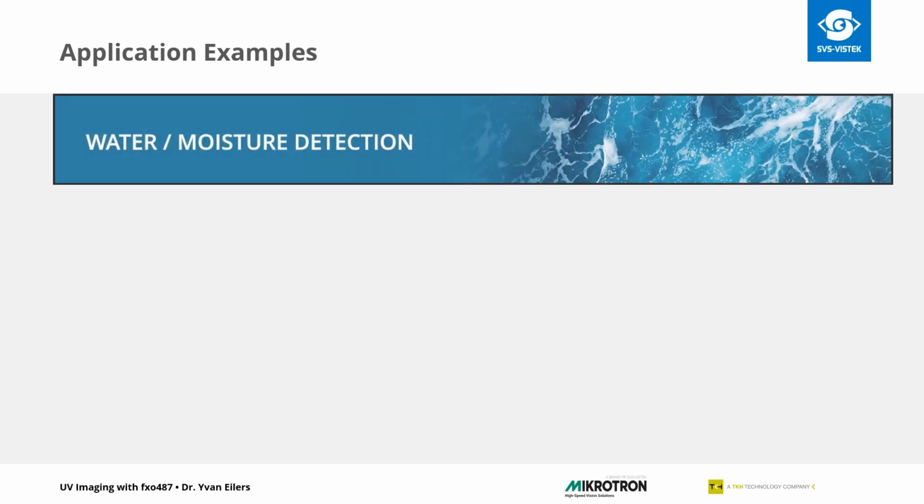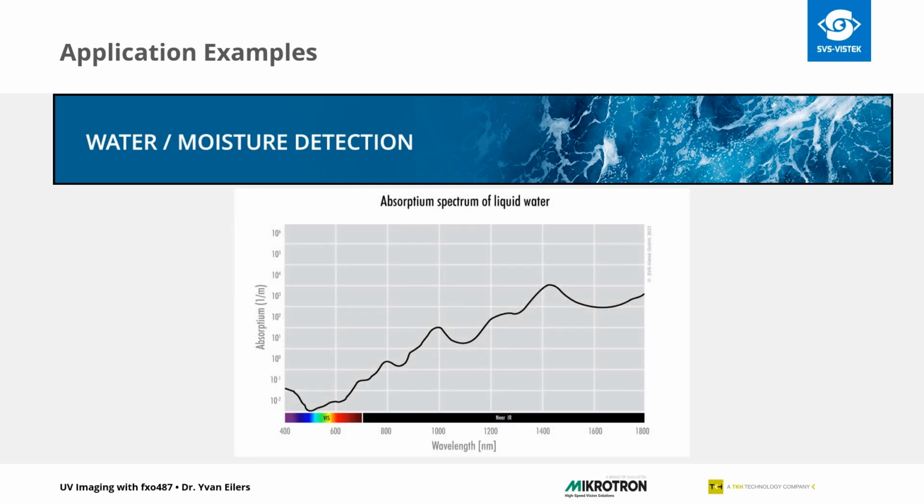To illustrate some application areas, I would like to show you some use case examples. One application is the detection of water, or more generally moisture. If you look at the absorption of water as a function of the wavelength, one can see that water has a prominent absorption band at around 1450 nanometer. This property can be used to visualize water that is difficult to detect in the visible spectrum.